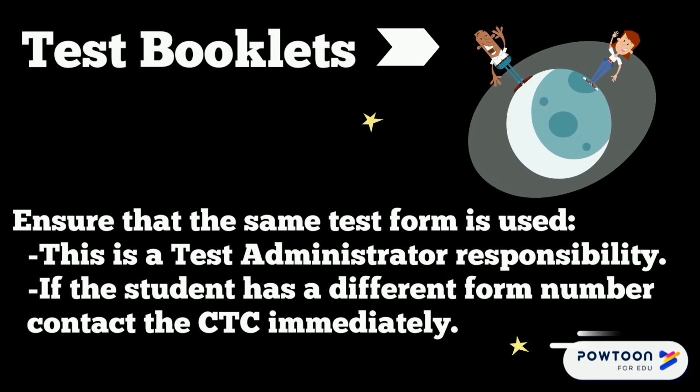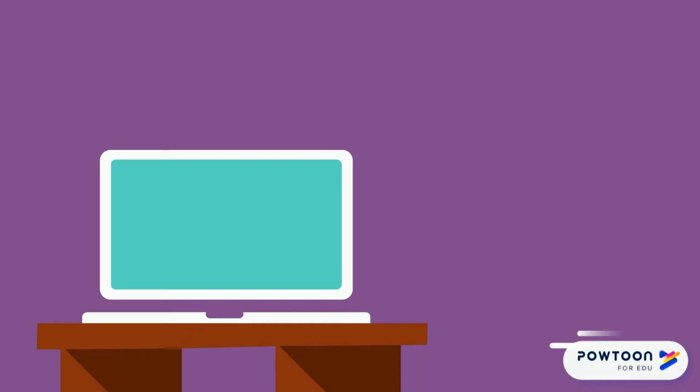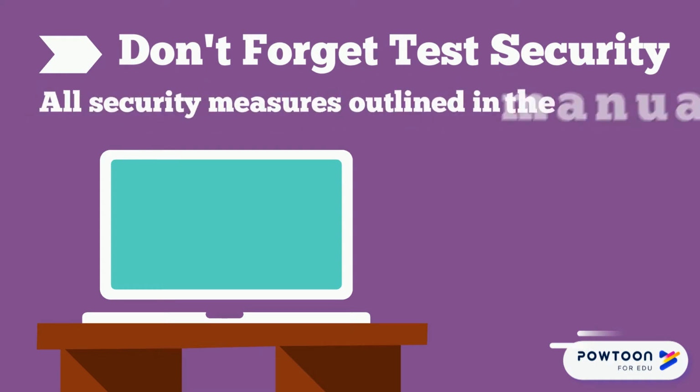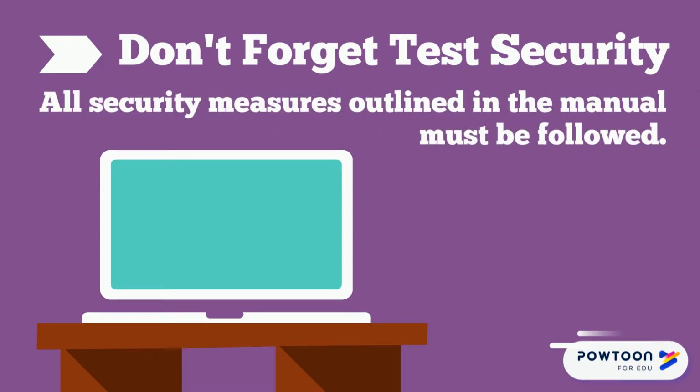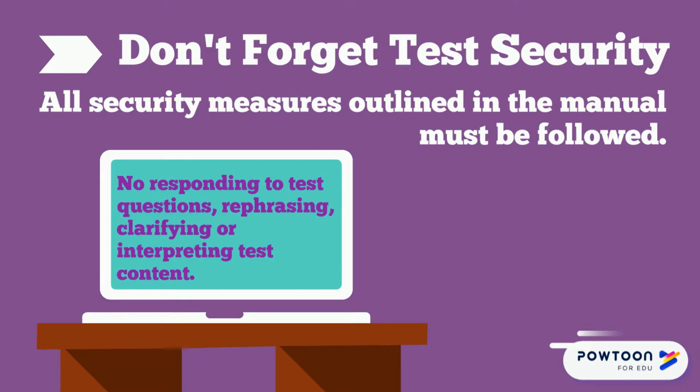The test administrator must ensure that their form number and the student's form number on the test booklets are the same. If the student has a different form number, contact the CTC immediately. Don't forget, all test security measures outlined in the manuals must be followed, such as signing a test administrator oath, ensuring that you or others don't provide unauthorized assistance, or respond to test questions, rephrase items, clarify, or interpret test content.